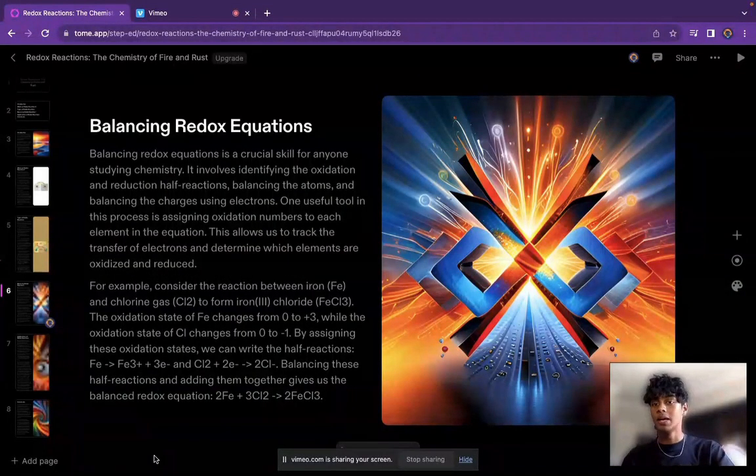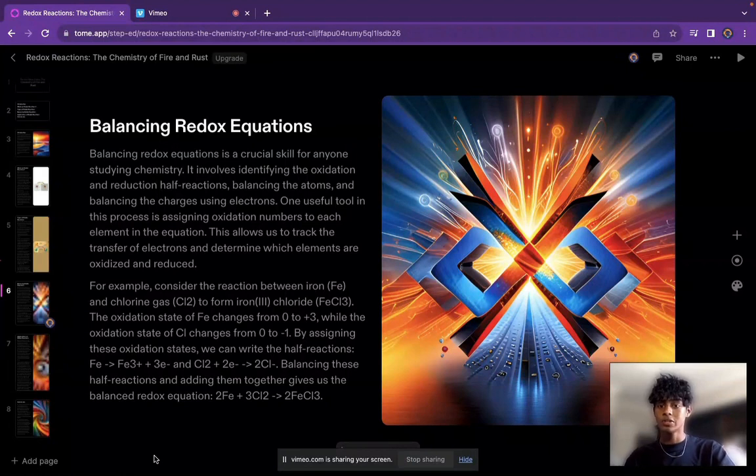So now how do you balance these equations? Balancing redox equations is a crucial skill for anyone studying chemistry. It involves identifying the oxidation and reduction half reactions, balancing the atoms, and balancing the charges using electrons. One useful tool in this process is assigning oxidation numbers to each element in the equation. This allows us to track the transfer of electrons and determine which elements are oxidized and reduced.